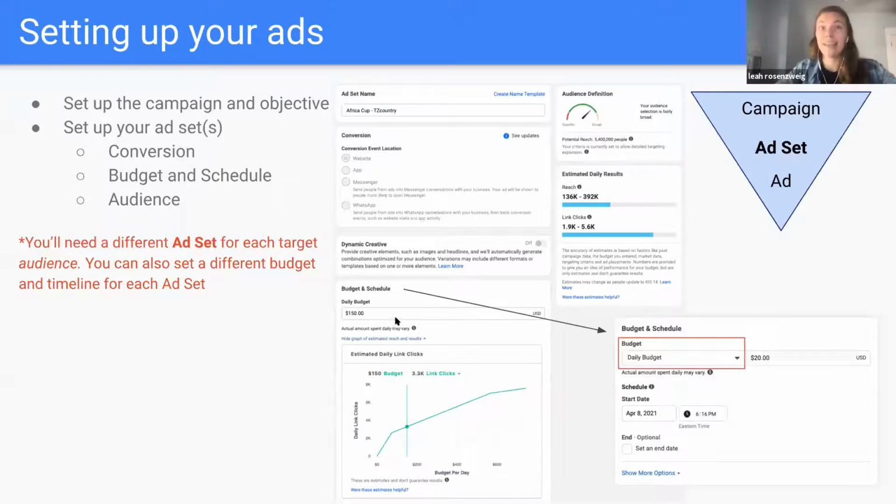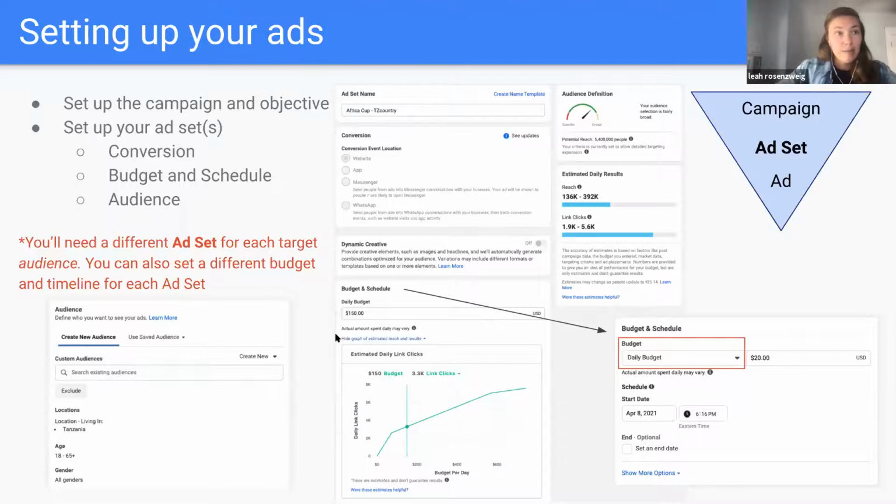So I don't pay too much attention to this. Again, what I want to highlight is creating this daily budget rather than any kind of lifetime budget. And here's where you set your start date. You can set an end date if you want. I usually just do it manually, where I'll turn everything off when I've hit my target sample size.